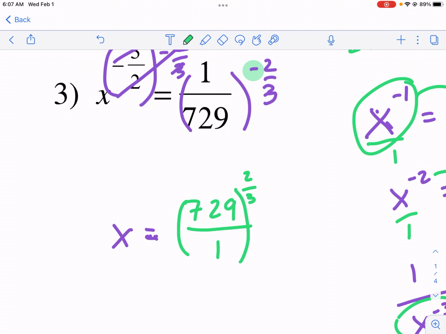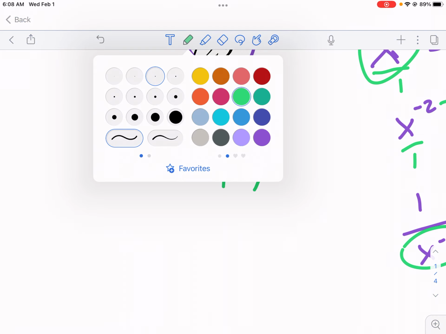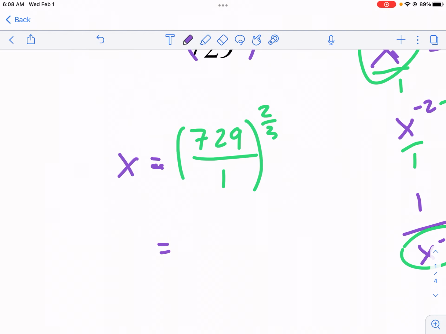You could put it like this, that's fine, but really that 1 is not going to do anything when we raise it to any power, so I'm still going to put it in parentheses like this. Now, 729 over 1, we can simplify that. I said I wasn't going to change colors, and you know what I ended up doing? I changed colors. Whatever. So I have 729, and now I'm going to raise this to the 2/3 power.